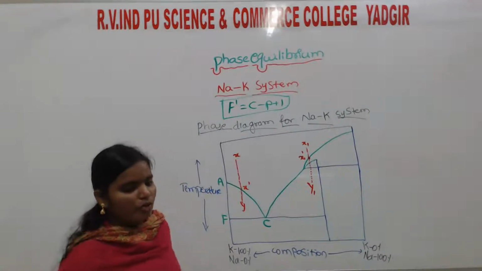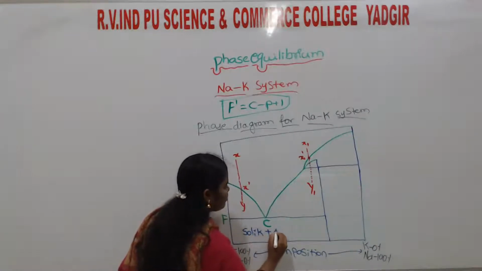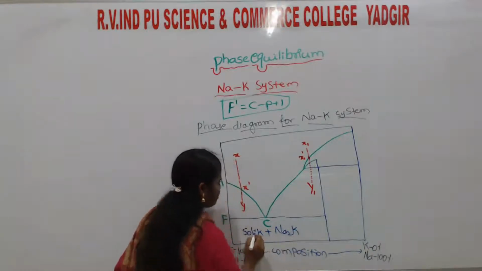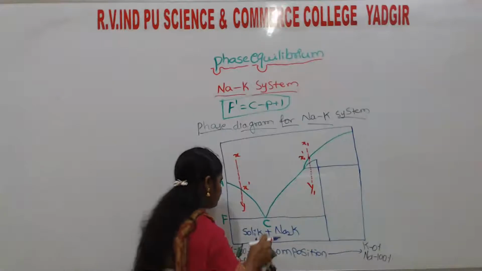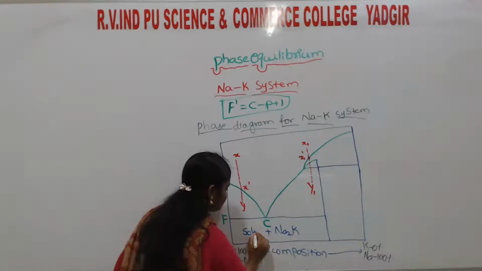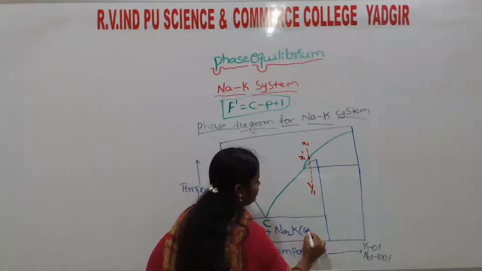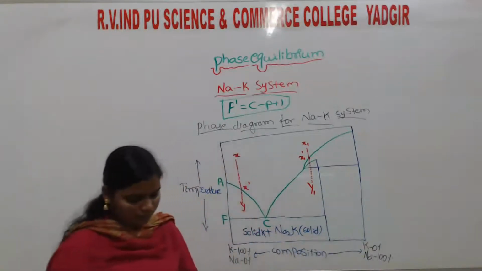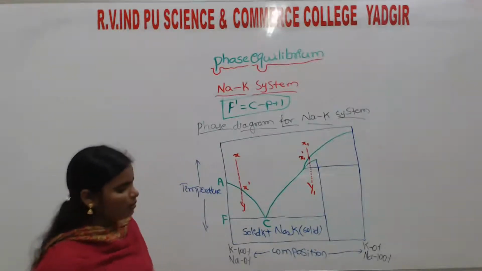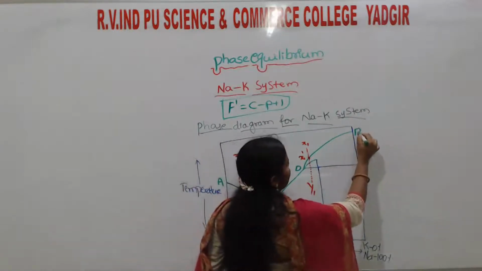Here presence of solid K and solid K plus Na2K. The presence of solid K. Here Na2K solid. This point is D and this point is B.